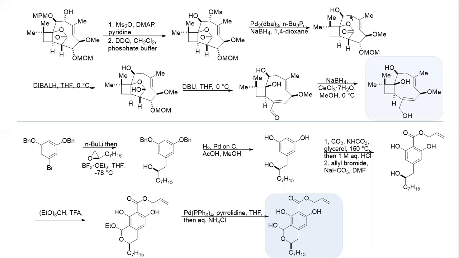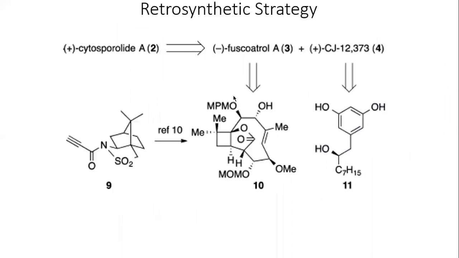And then a DIBAL reduction of the ester here gives you this alcohol. And then they just treated that with base, DBU, and did an elimination to get you here and pop that ring open as well. And then another cerium catalyzed sodium borohydride reduction got you from here to here, where they just reduced that aldehyde down to the alcohol. So that's one part of their synthetic strategy. That's one piece.